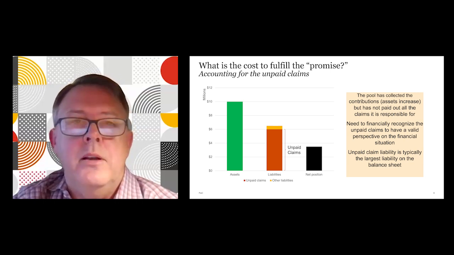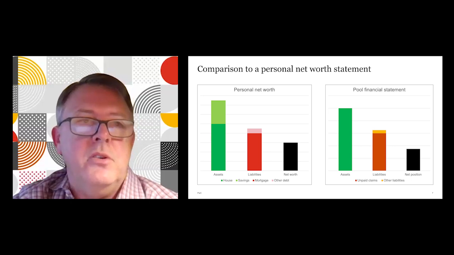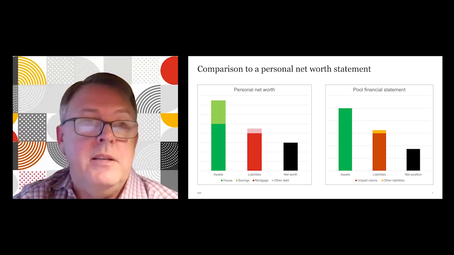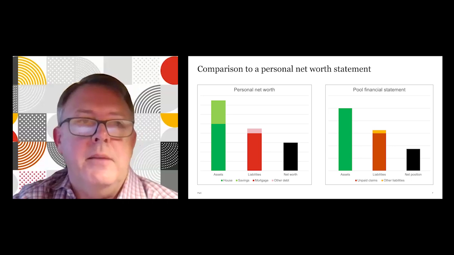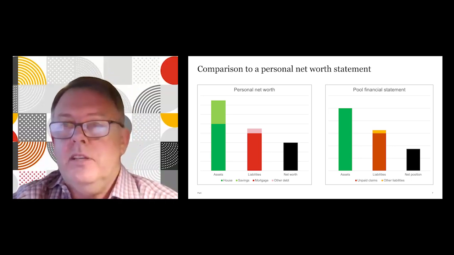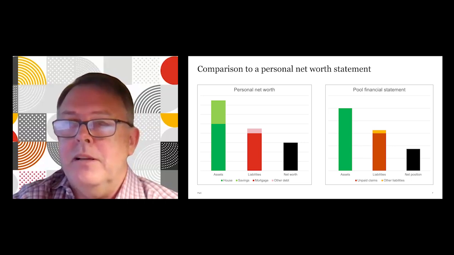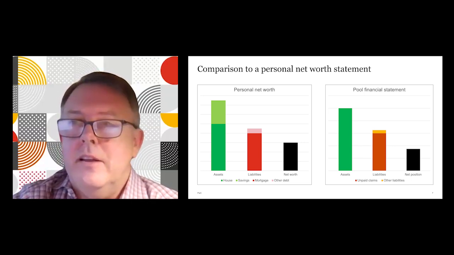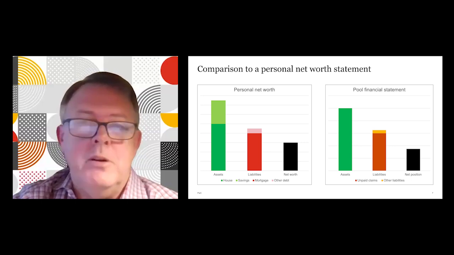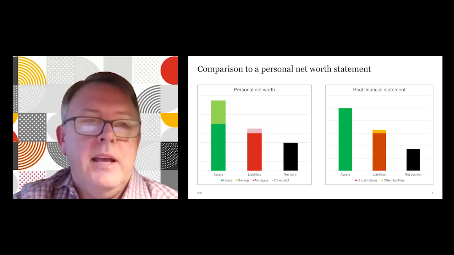So I'm just going to do a side-by-side comparison of what maybe your personal net worth financial statement is, and how that compares to the pool financial statement. If you're going to put together your personal net worth, you would look at your assets, and people probably think, okay, my biggest asset is my house. That's probably pretty standard. And I also have my 401k and my savings accounts. And so that's my assets.